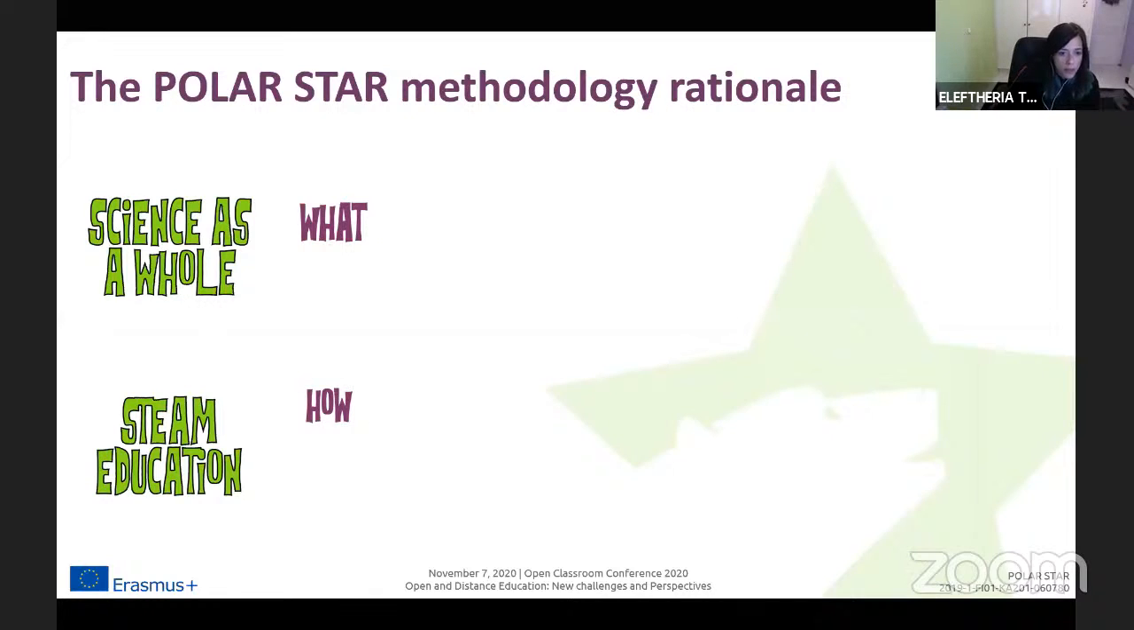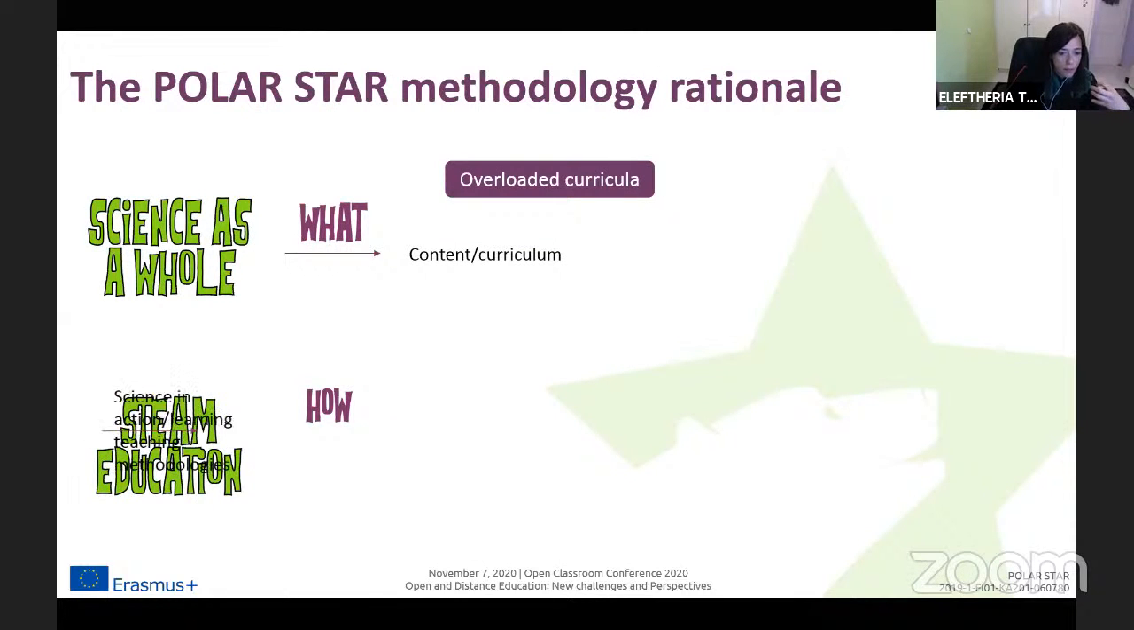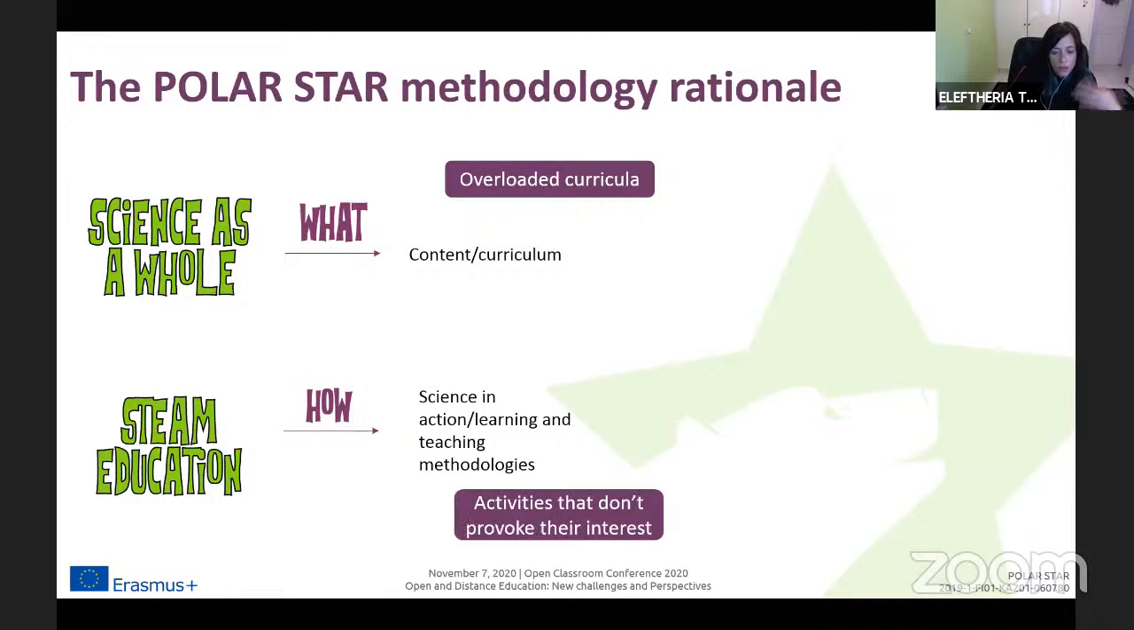So the part of the methodology that we're discussing together today is about the content and about the curriculum, which is mostly related to the overloaded curricula, whereas the STEAM education part focuses on teaching methodologies, so how we teach science, so science in action, and it's mostly linked to the activities and how to design interesting activities for our students, even if they have to be super quick.